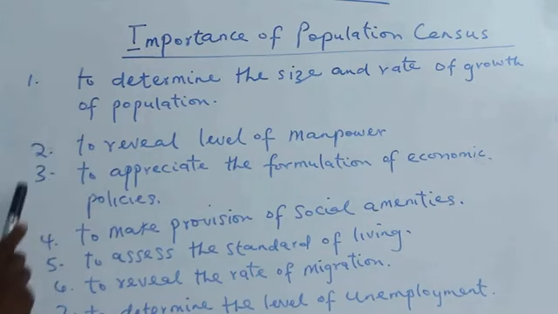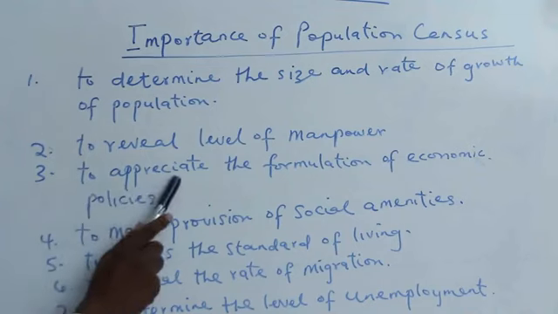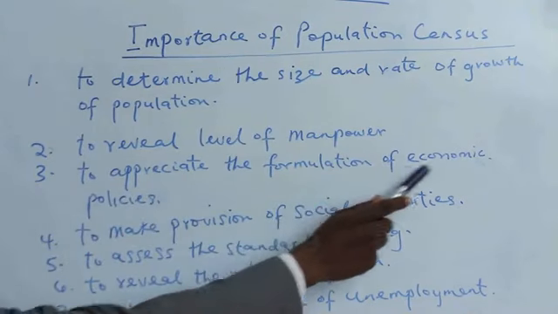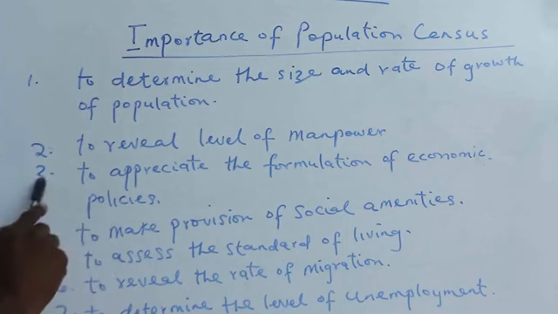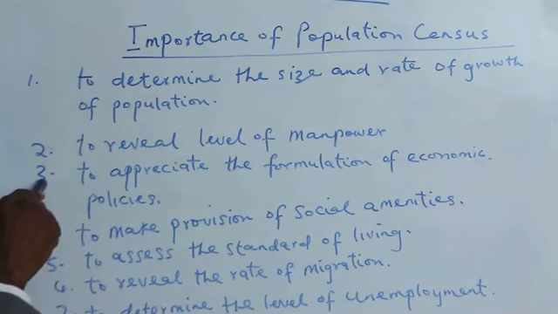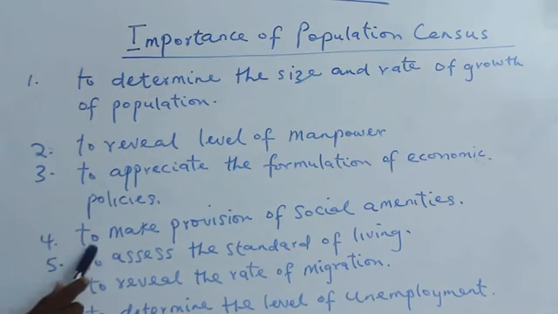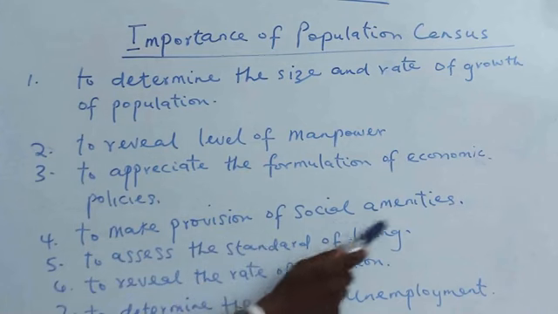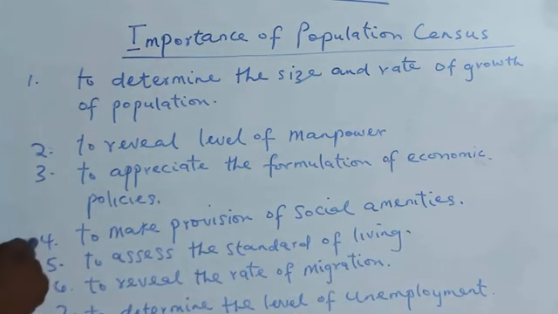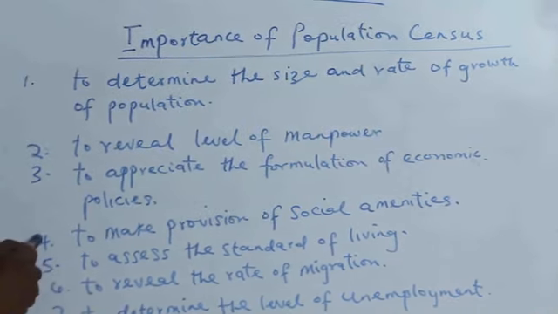3. To appreciate the formulation of economic policies. Census is carried out by government in order to understand how to make economic policy, having known the number of people that are in the country. 4. To make provision of social amenity. Having known the number of people in an economy, this will assist the government to know how to provide social amenity in an economy or in a particular area of the country.